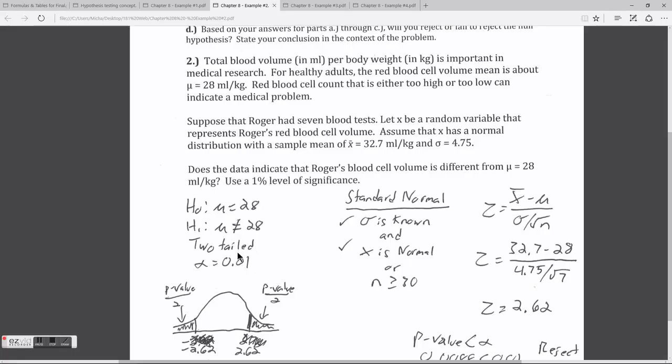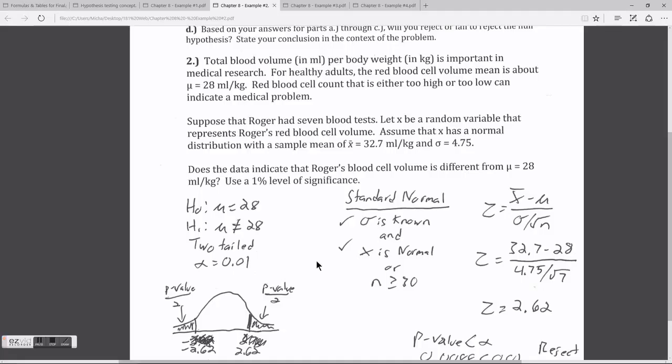So I'm going to do this two-tailed test, and I'm going to use a 1% level of significance. Meaning, the only way I'll reject the claim that Roger has a normal blood cell volume is if I'm less than 1% of making a mistake in doing so. So I don't really want to tell him anything's wrong unless I'm 99% sure something is wrong.